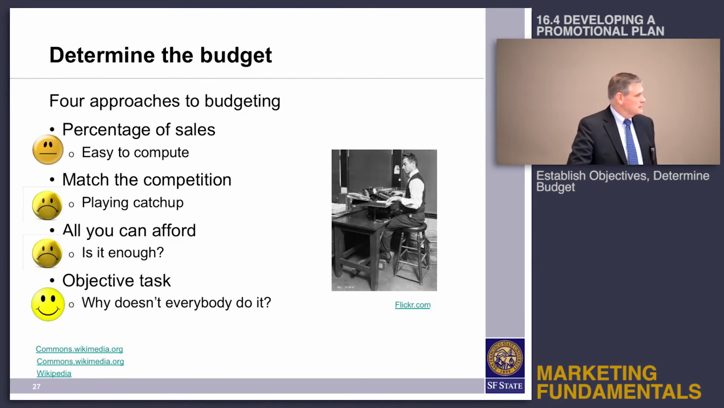And then the last method, and this is the one that I would highly recommend, is the objective task method. With the objective task method, you determine what activities need to happen in order for you to accomplish your promotional objectives. How much is each of those activities going to cost, and you add them up, and that is your promotional budget. Obviously, that's the best approach because you're funding your promotional budget at the level you need to accomplish what you want to accomplish. Why doesn't everybody do it that way? Well, it's because they haven't taken this class. Maybe if more people took Principles of Marketing at San Francisco State, we'd see more effective promotion.